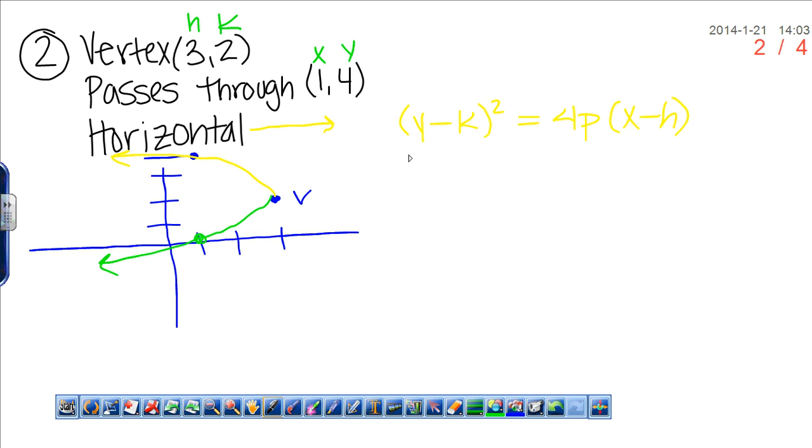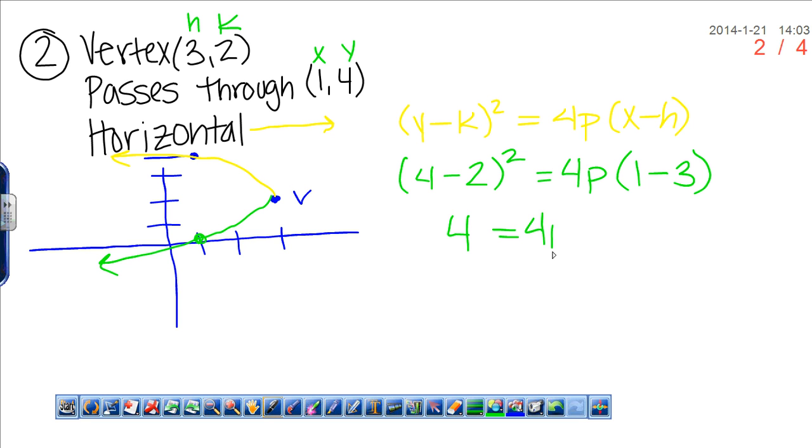Okay? So I'm going to plug in 4 for y minus 2 for k is equal to 4p times 1 minus 3. Everyone okay with what I did there? Plugged in my vertex for h, k and my point for x and y. So now can we simplify and solve for 4p? Yeah. So 4 minus 2 is 2. If I square that, I get 4.